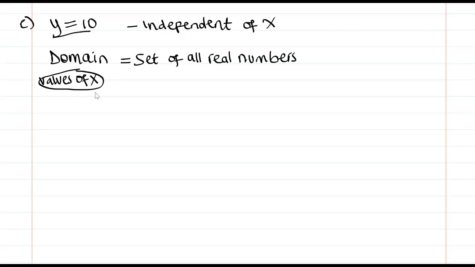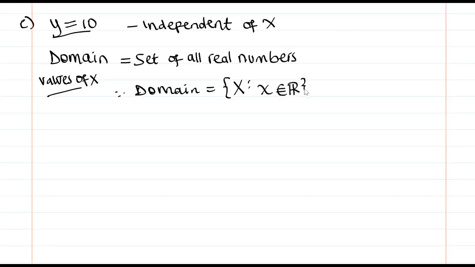So for any value of x that we substitute here, the value of y will always be 10. Therefore, the domain is a set of x which comprises x as real numbers, and this is the set builder form, set builder notation.